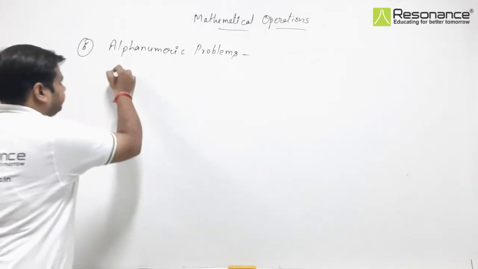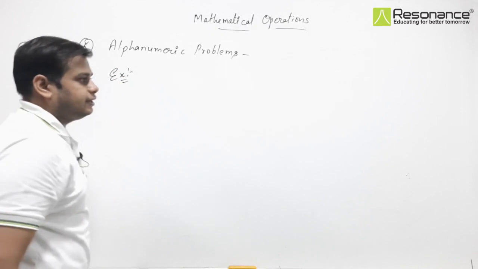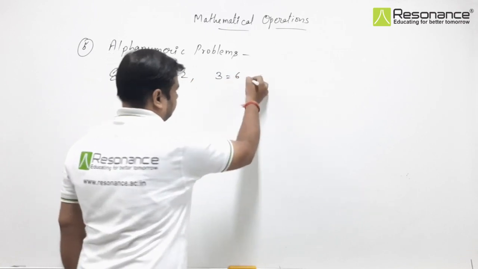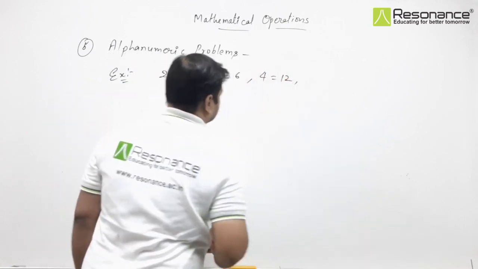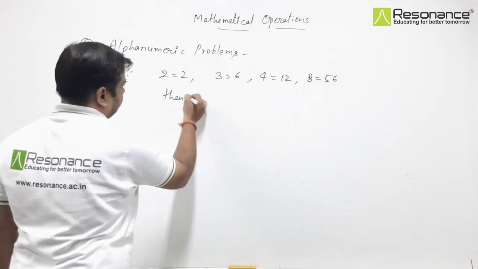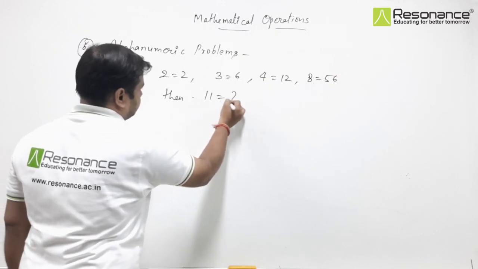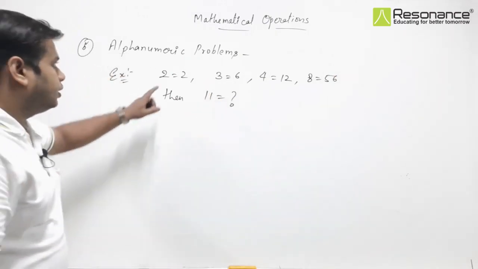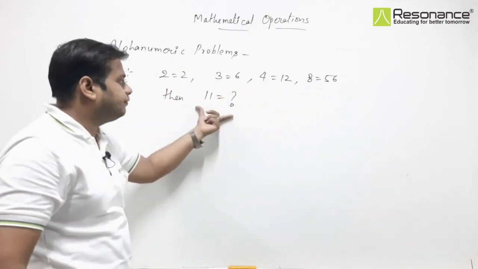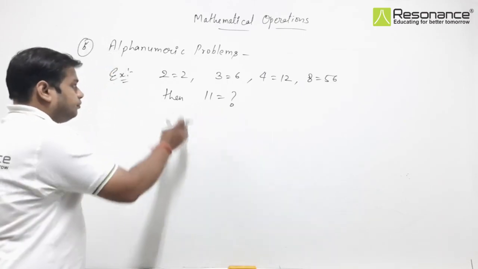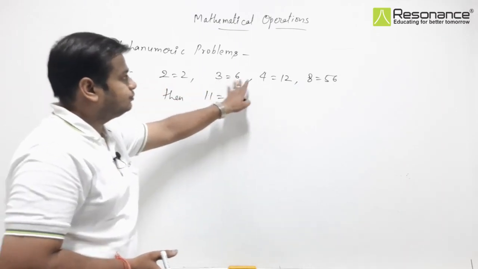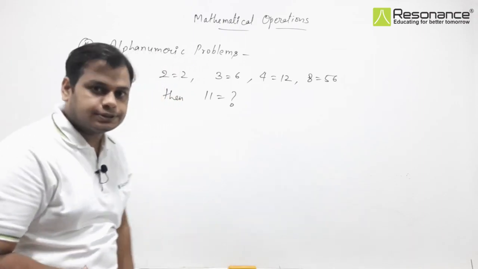One last type of question we can have in alphanumeric puzzles: 2 equals 2, 3 equals 6, 4 equals 12, 8 equals 56, then what should 11 equal? So we have to understand what's going on here. How does 2 become 2, how does 3 become 6, how does 4 become 12, how does 8 become 56?